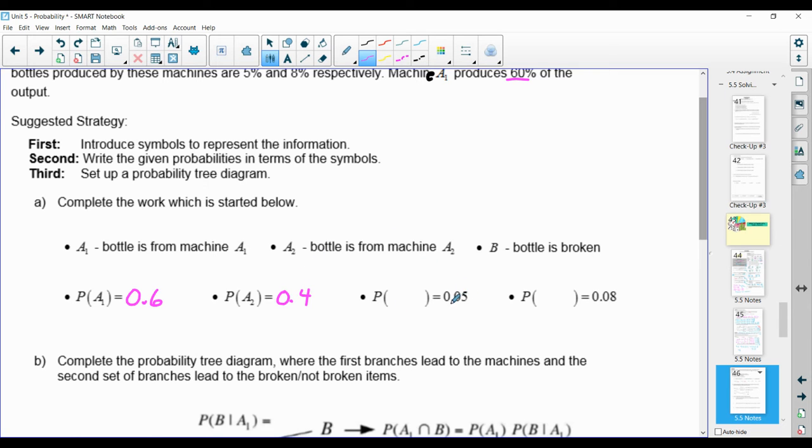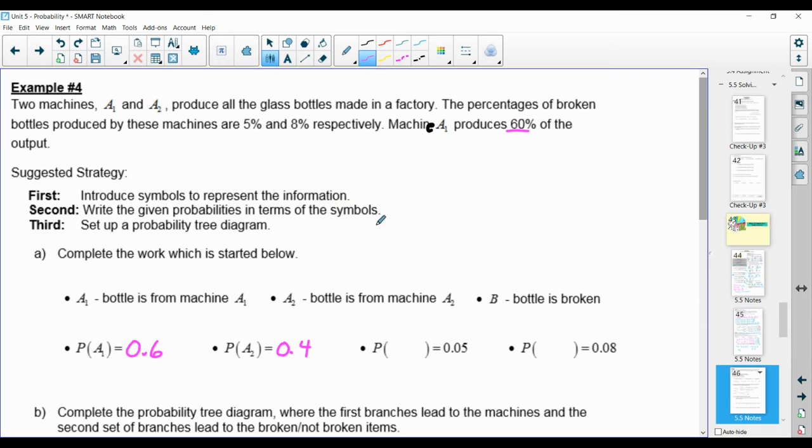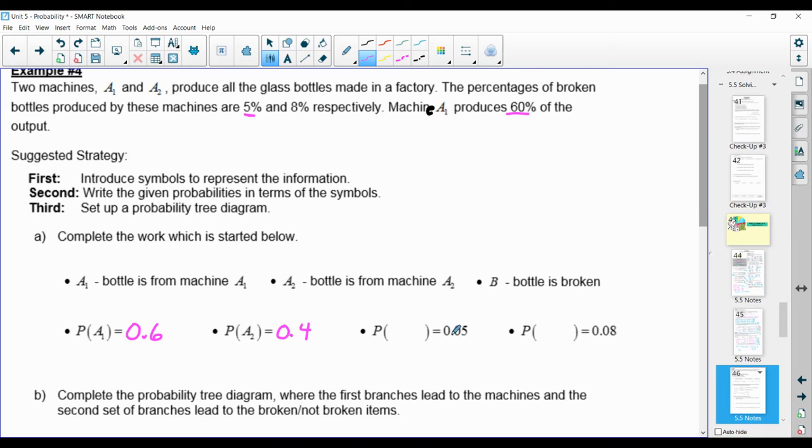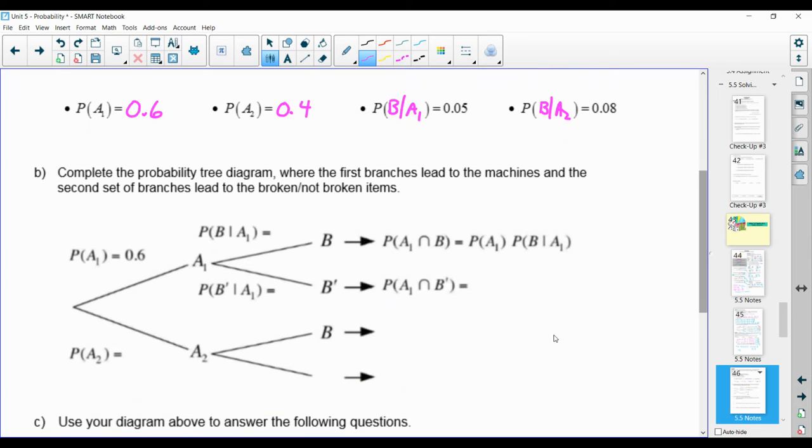Now, we have a probability here of 0.05. Well, that represents our 5%, and it says the percentages of broken bottles produced by these machines are 5%. So the probability that a bottle is broken, given that it comes from the first machine, is 5%. And the probability that a bottle is broken, given that it comes from the second machine, is 8%. So again, these are conditional probabilities.